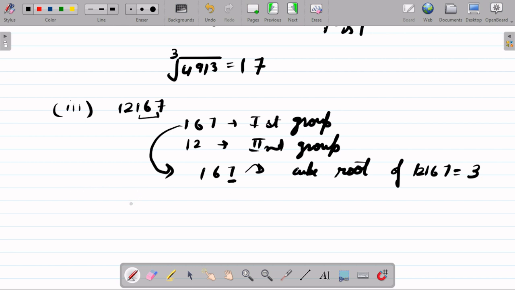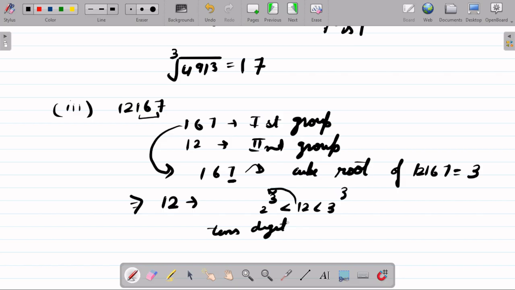And for group 2, we have 12 here, which is lying between 2 cube and 3 cube. So taking the lower limit, the tens digit is 2, because we are taking the cube root here, right? So it leads us to the cube root of 12167, which is 23.